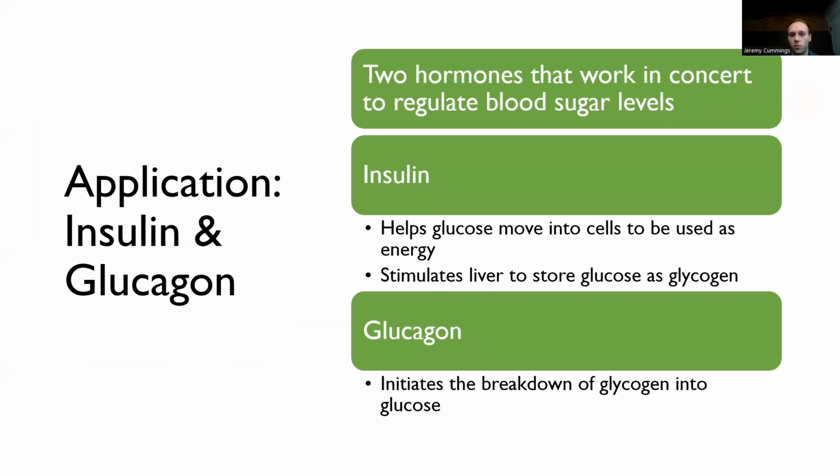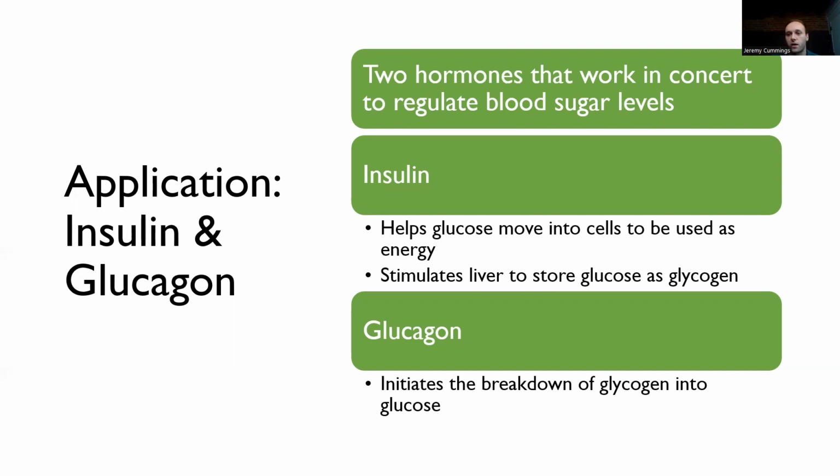Two hormones that work in concert to help regulate our blood sugar levels are insulin and glucagon. These are both secreted by our pancreas. Insulin helps move the glucose into cells to be used for energy. And it also stimulates the liver to store glucose as glycogen. This insulin signal, as we said, these hormone signals are going to go into the bloodstream, which means they're going to travel everywhere, all over the body.